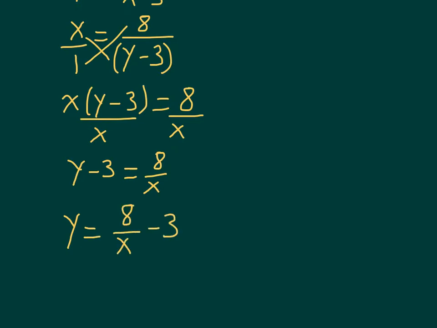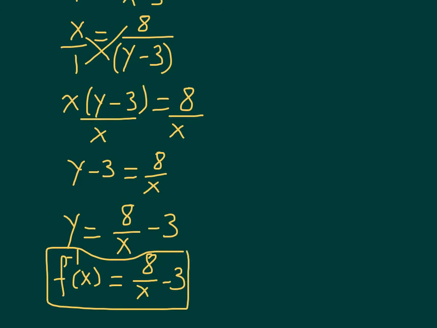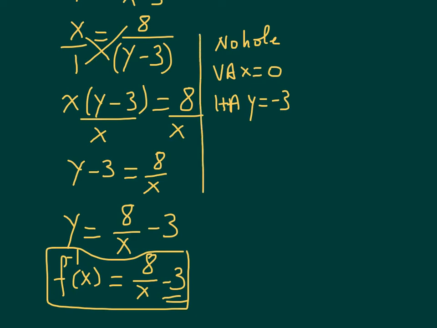Now we want to be careful. This y is not the same as the y up there. This is your inverse function. And we call it f to the negative 1, which is 8 over x plus 3. What I want you to look at here very briefly, if you were to graph this, you're going to notice there's going to be no hole in that graph. You're going to notice the VA is x equal to 0, which was the horizontal asymptote for the function. The HA is going to be the negative 3 right here, which was the vertical asymptote for the other function.